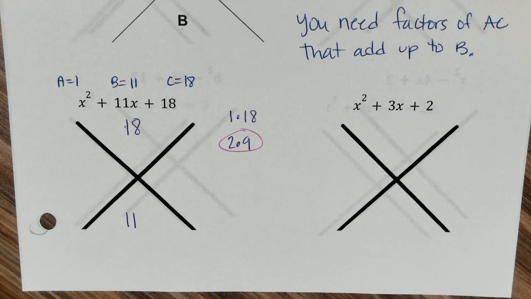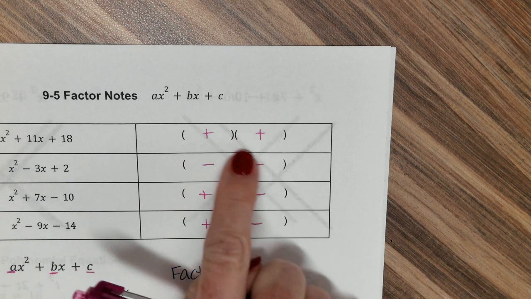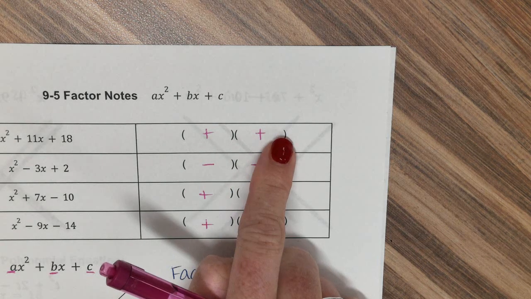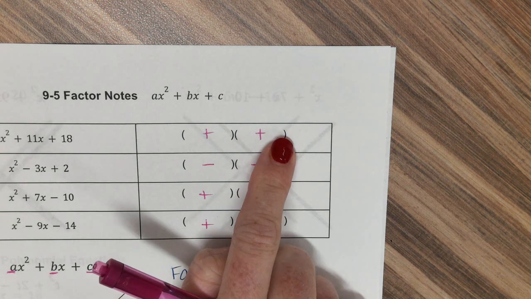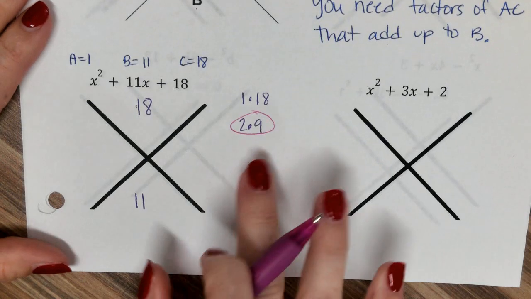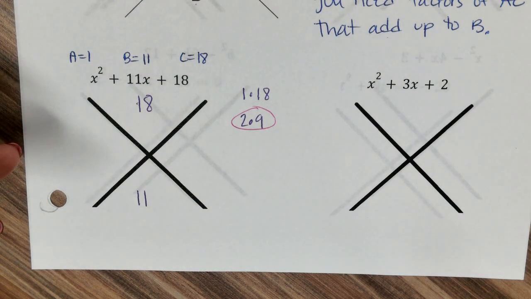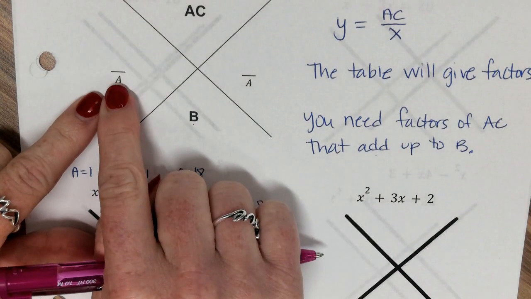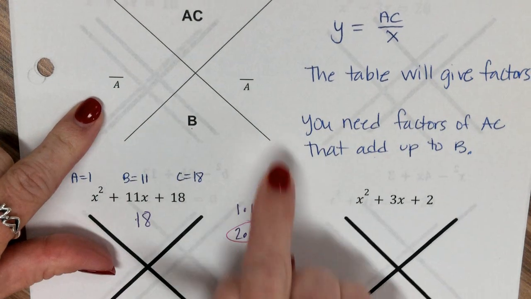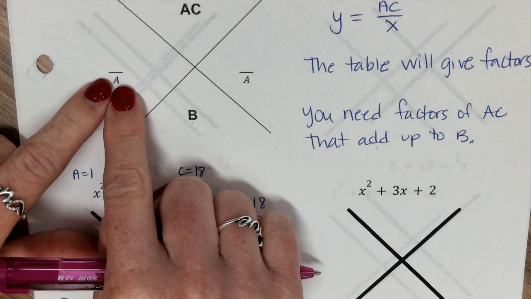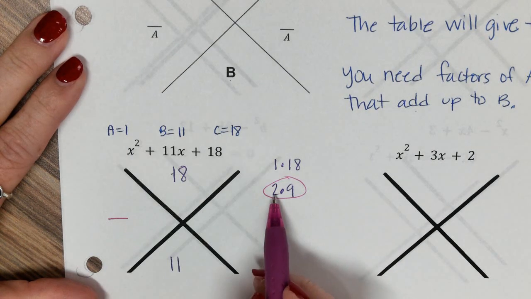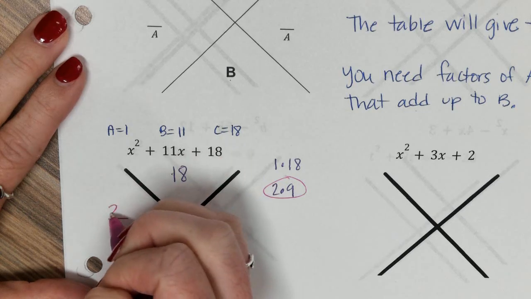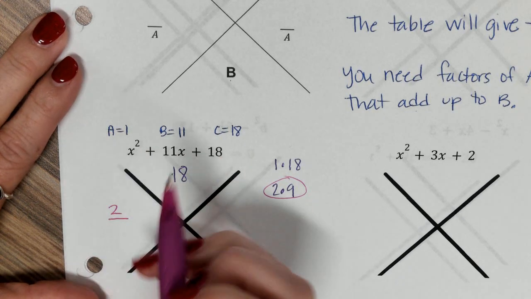Is it starting to make sense? Now, to get your binomials, what goes in the parentheses, you need to understand your answer is going to look like this, a binomial times a binomial. So we need to figure out how to use these numbers to make this. What I was taught in the X method is to make a fraction by placing your factors over A. So right here, you take your first one, 2, and place it over A. What was A? 1.